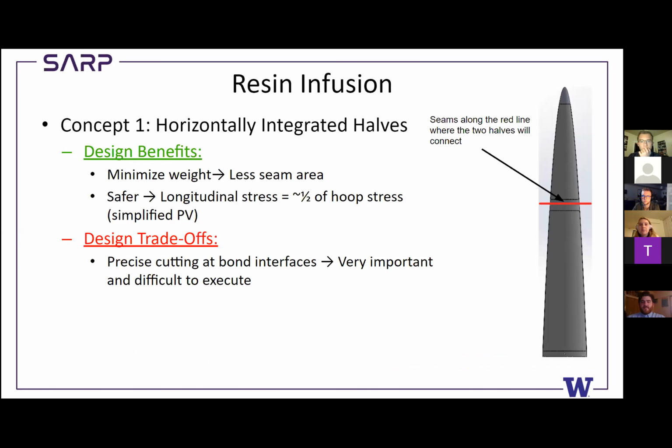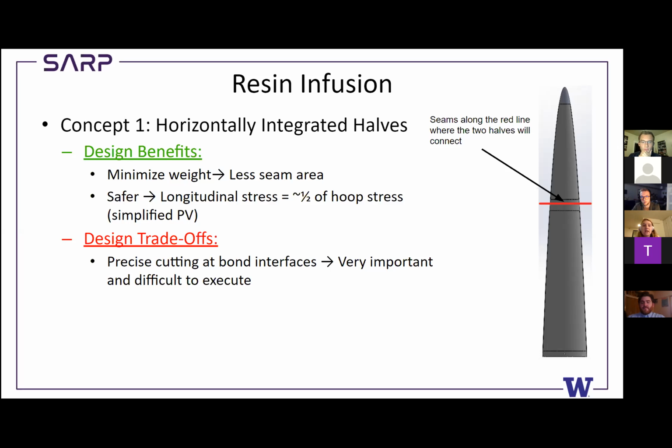So the first concept for how to resin infuse the nose cone this year is to do horizontally integrated halves. As you can see on the right, the red line will be where you would cut the nose cone. So do 2 halves and put the seams in the longitudinal direction. This is going to be safer as you get a lower longitudinal stress, and you're going to get less seam area, which will then minimize the weight as there'll be less prepreg in the seams and the inside.